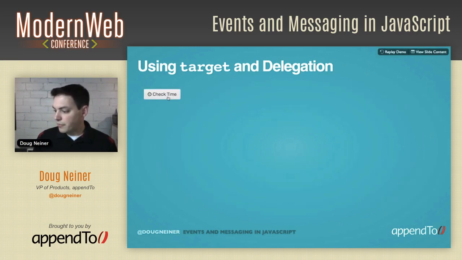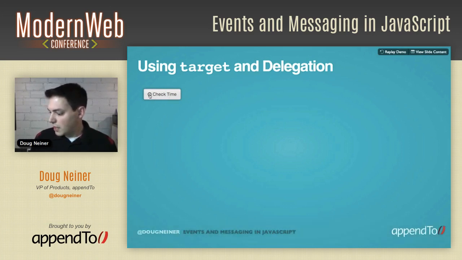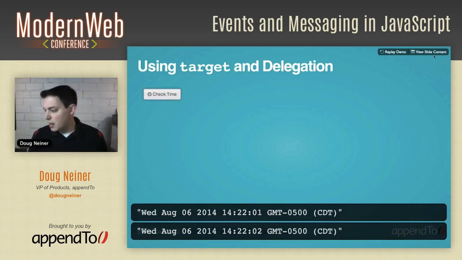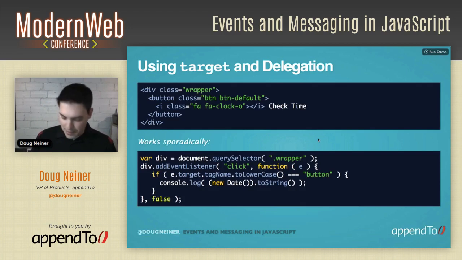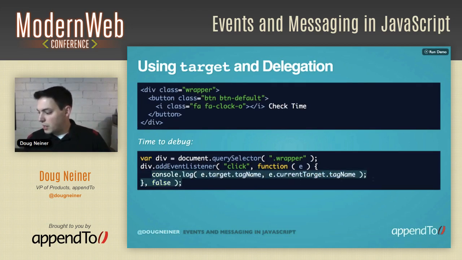Run the demo. Click the button, and I see the date, which is great. This is what we want. If we click here, again, it doesn't work. And so it's somewhat sporadic. We don't know why. But let's go ahead and do some debugging here in the browser. So again, alert is not a debugging tool unless you really, really need it. But console log is. So we're going to use that. And instead of doing anything else in here, we're just going to check what's the target and what's the current target.